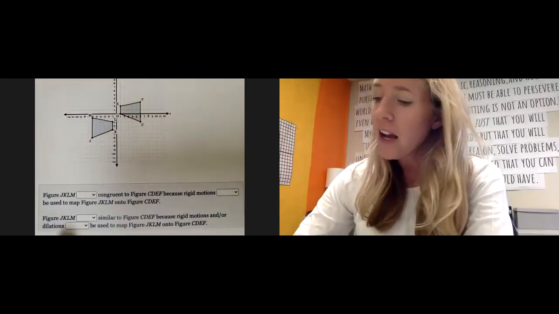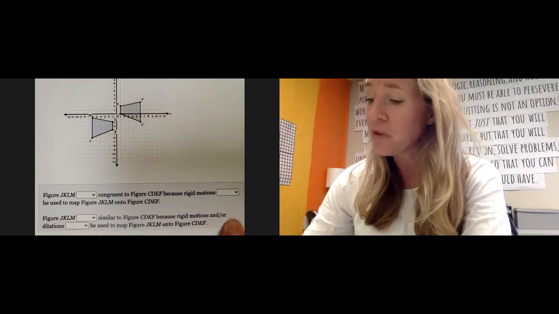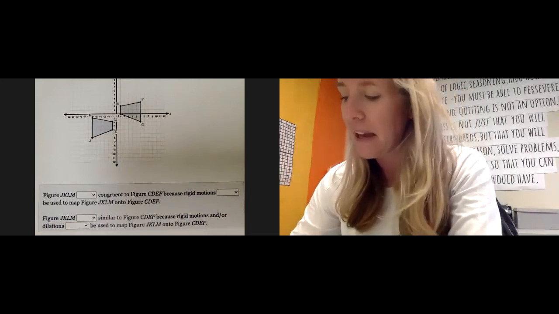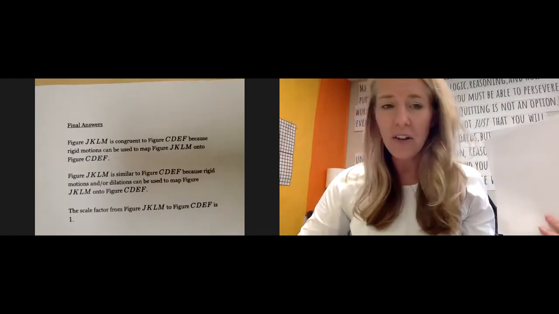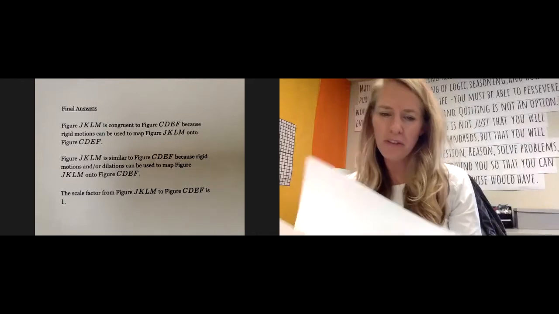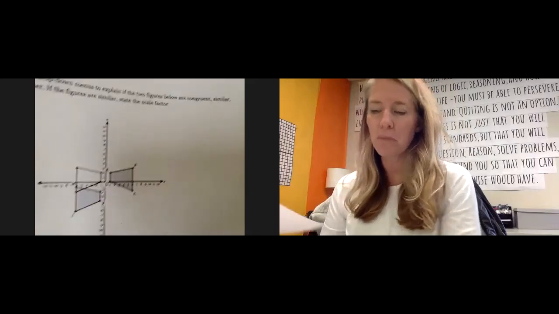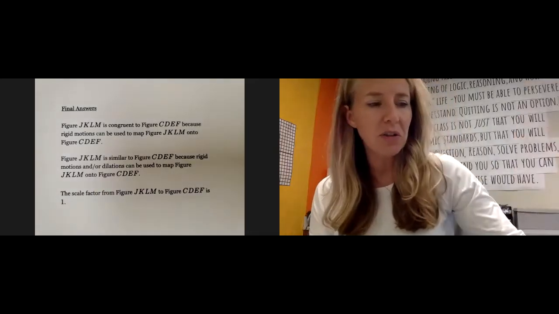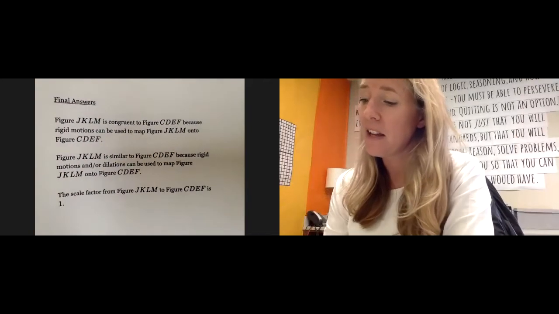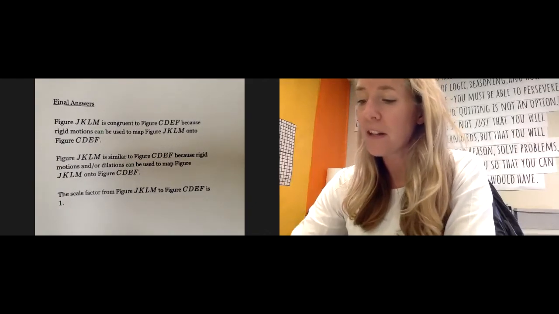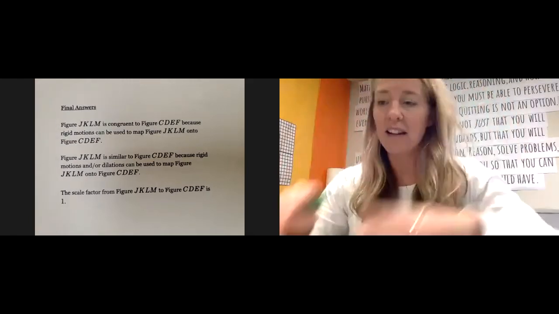On this one, it is similar because rigid motions and dilations can be used to map that as well. Okay, so they've got that written out and explained here. There's actually more of an explanation where they show you what I'm talking about. But basically, remember, similar things can be the same shape, but not necessarily the same size. And the scale factor is 1 because we get the same thing. It's like Mrs. Landers times 1 is Mrs. Landers, just the exact same size and shape.